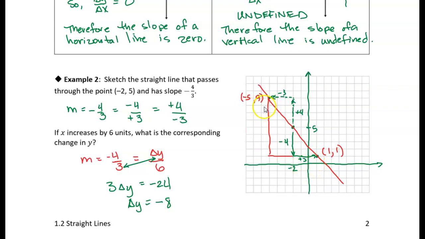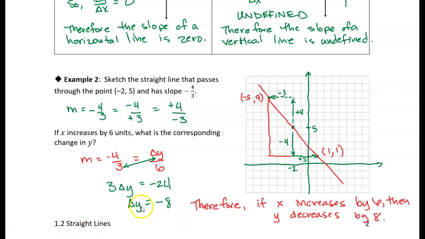But if you look at that, there's the change in x, from -5 to 1 is a change of 6. And you can see the corresponding change in y is 8. So you can see that just with those 2 points. So if x increases by 6, then y decreases by 8. So that's my final conclusion.